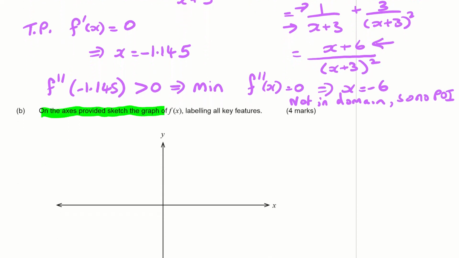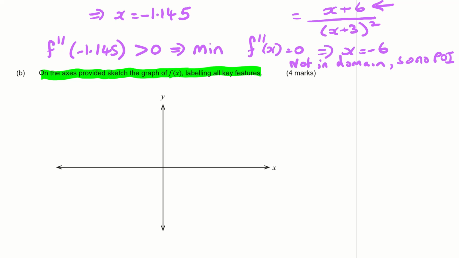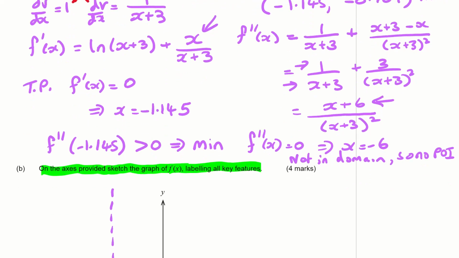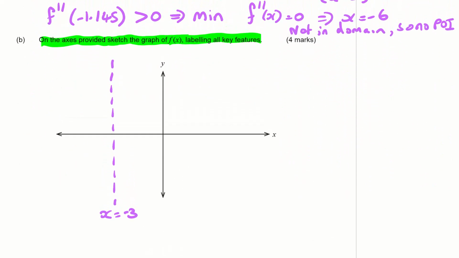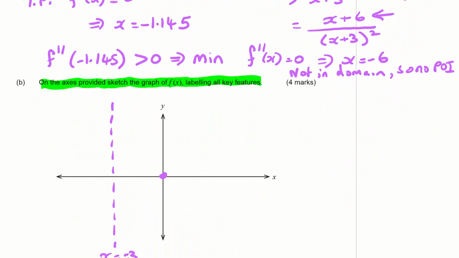On the axes provided, sketch the graph of y equals f of x, labeling all key features. So, as we just discussed, we must have an asymptote here, x equals negative 3. We can see that there would be an x-intercept when x is 0. y would be 0 there, and so that is going to be there. The other one would be when the log is 0. Remember, ln 1 is equal to 0, so that would be when x is negative 2. So we're going to have an intercept here at negative 2.